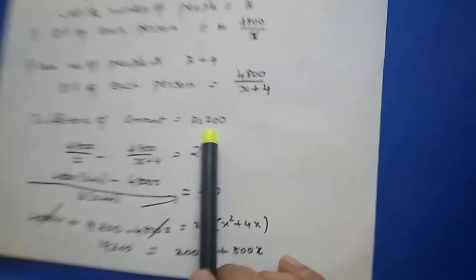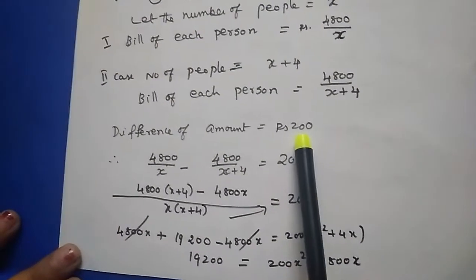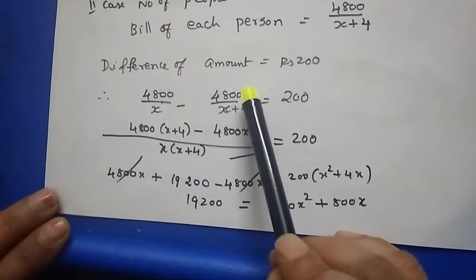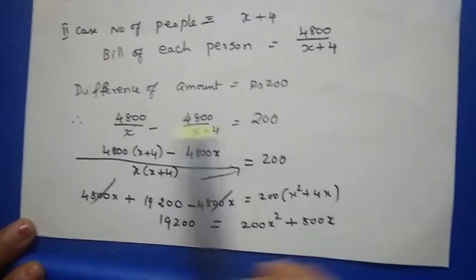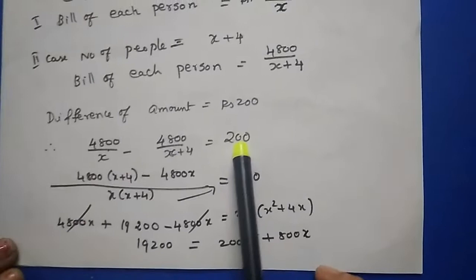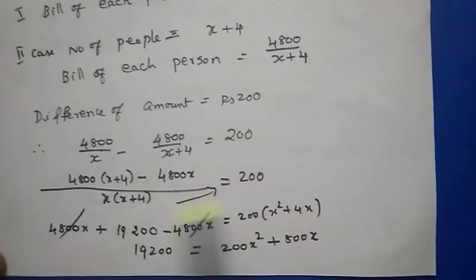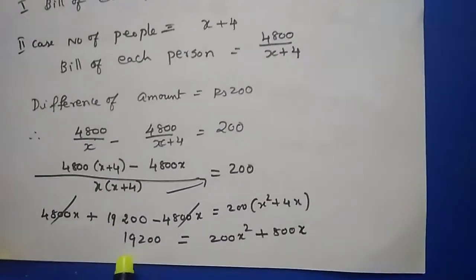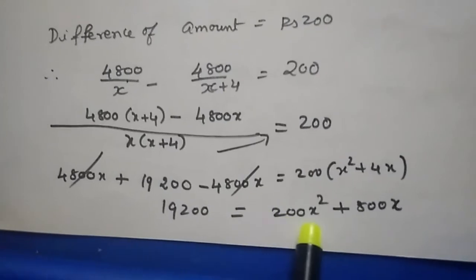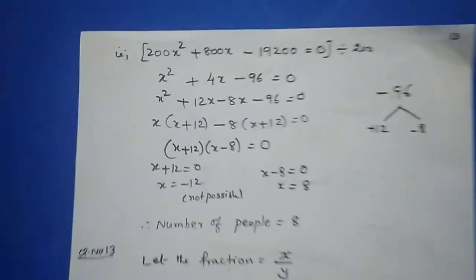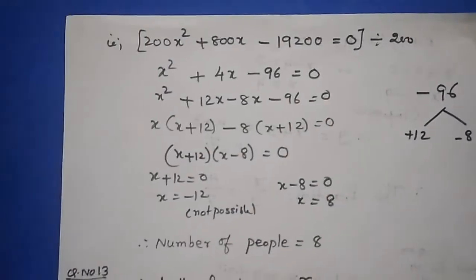The difference of amount, because of that, what happened? Each and everybody is giving 200 rupees less. So, the equation is 4,800 by x minus 4,800 by x plus 4. This is the first case, 1 person. Second case also 1 person. The difference is 200 rupees. So by simplifying, I showed everything, all these steps here. So by simplifying, you are getting 19,200 is equal to 200x squared plus 800x. Now, simplifying, divide by 200, you are getting the equation x squared plus 4x minus 96 is equal to 0.